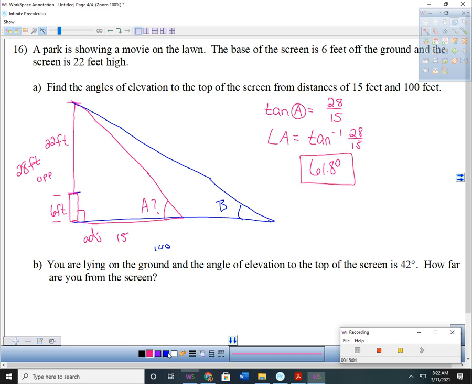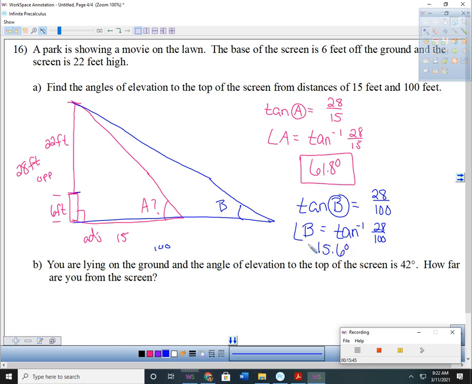Then you're going to do the same thing for this angle. That's still opposite, and you still know the adjacent side, so you're still using tangent of your angle is equal to, but this time the adjacent side is not 15, it's 100. So I've got 28 over 100. And then I want to solve for angle B, so I do the inverse of tangent. All right, so I get tan inverse of 28 over 100. That gets me 15.6 degrees.